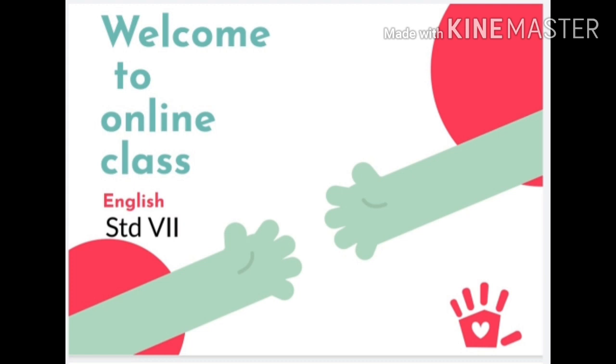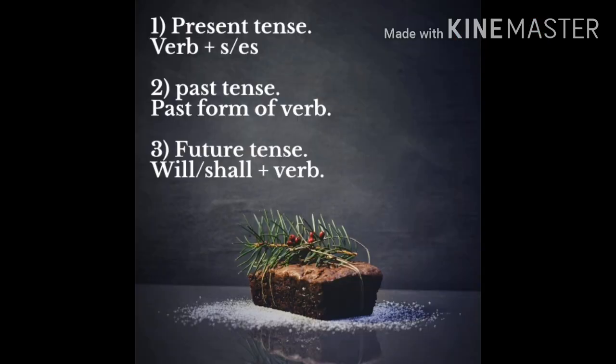Now, let's recall what we learned last class. Last class, we have learned about simple present, simple past, and simple future. Simple present tense is used to represent the action that is happening at present. In simple present tense, we use the verb along with s or es.